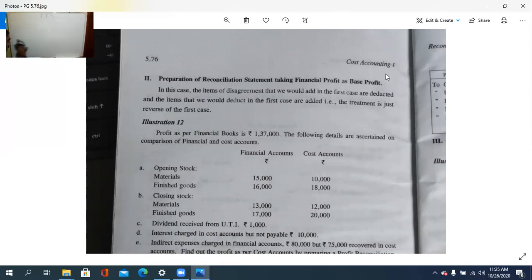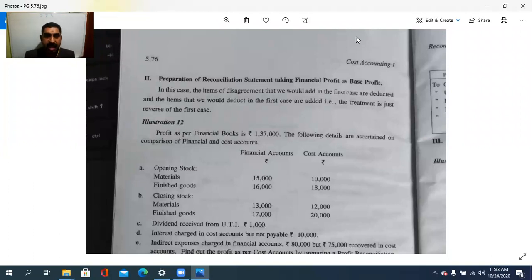അപ്പോൾ ഇനി നമ്മൾ നേരെ തിരിച്ചാണ് ചെയ്യാൻ പോകുന്നത്. പ്രോഫിറ്റ് as per the cost books എടുത്തിട്ട് അല്ല, ഫിനാൻഷ്യൽ ബുക്സ് എടുത്തിട്ട് കോസ്റ്റ് ബുക്സിൽ റൈറ്റ് ചെയ്യണം. ക്ലിയർ? So the second part, preparation of reconciliation statement taking the financial profit as the base profit. So instead of the cost profit we are taking the financial profit, means profit as per the financial books. So whatever items in the previous case we deducted, that is added here, and vice versa, means whatever added in the previous will be deducted here to reach what? Profit as per cost books.